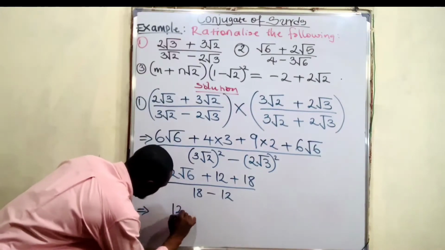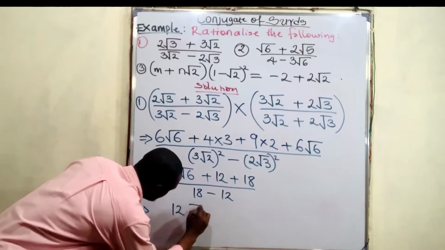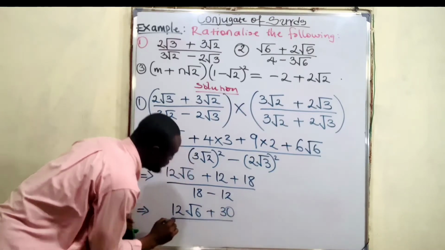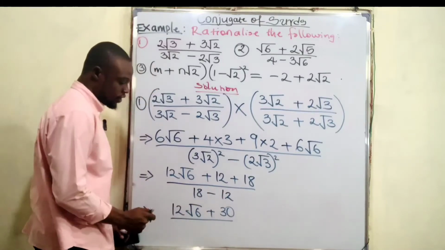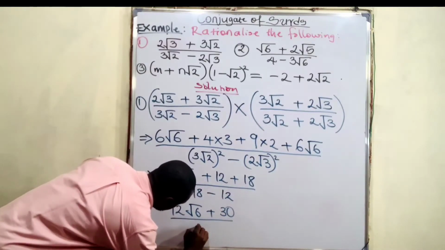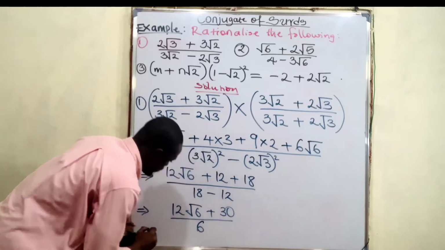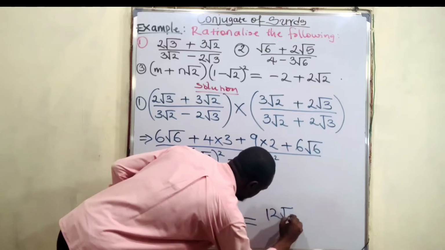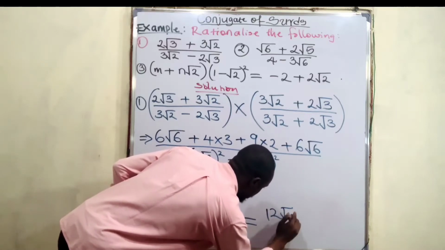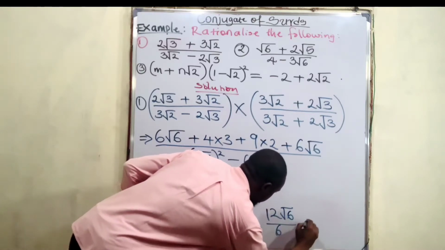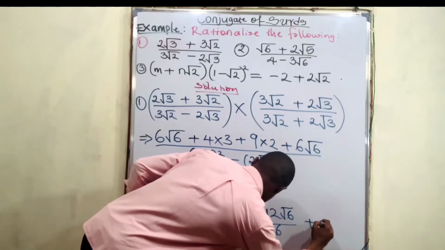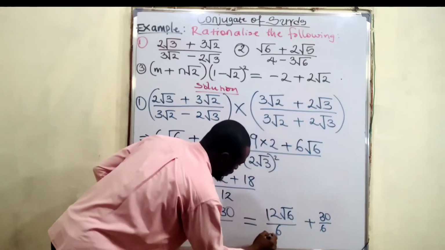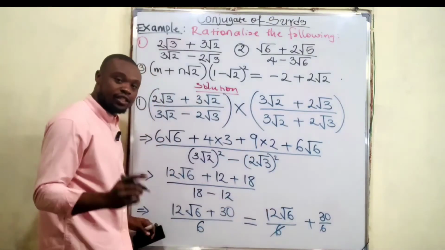So this is now 12 root 6 plus 30 all divided by, if you subtract this, you have 6. So this is what? 6. So we now have 12 root 6 divided by 6 plus 30 divided by 6. Now 6 divided by 6 is 1.